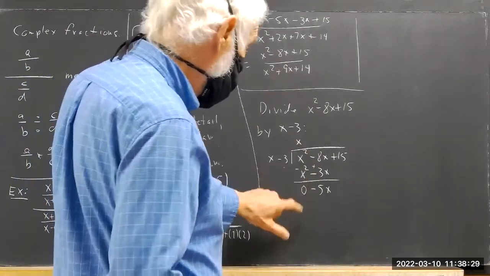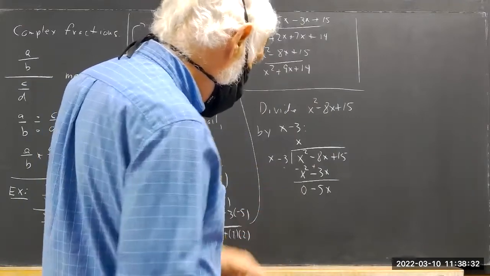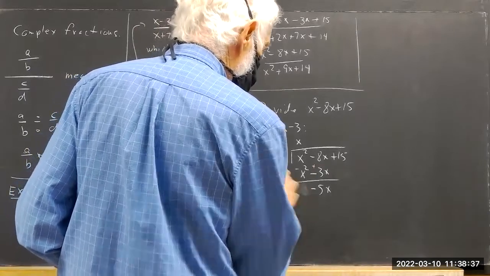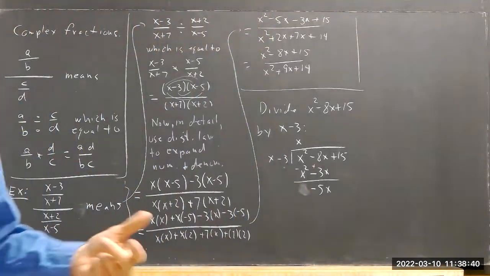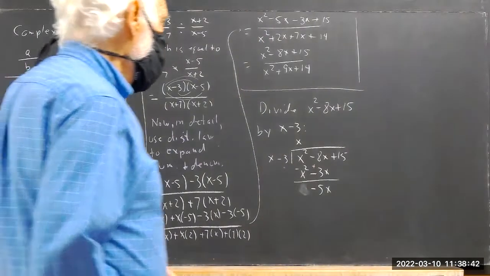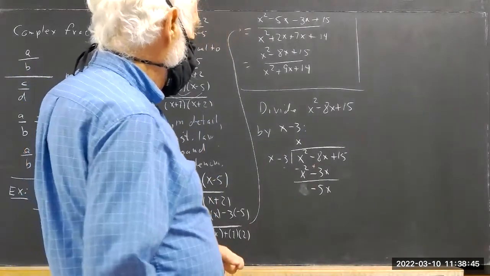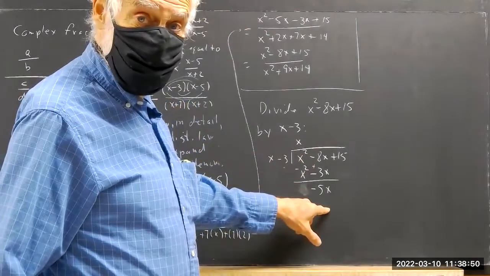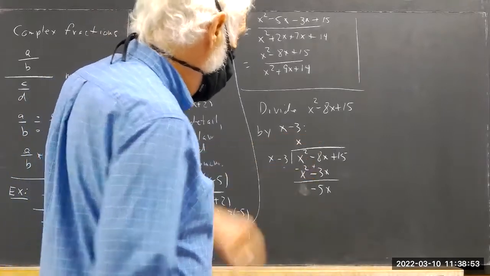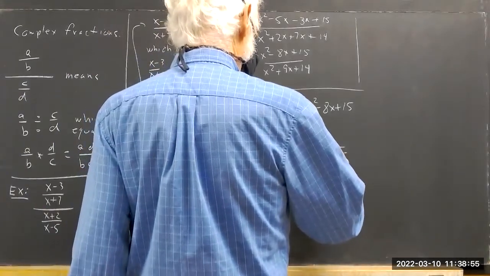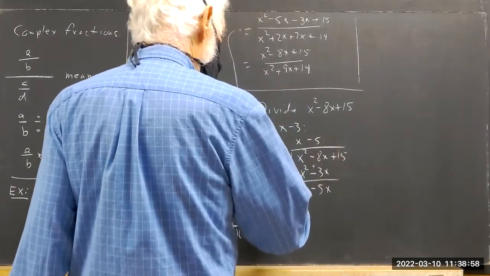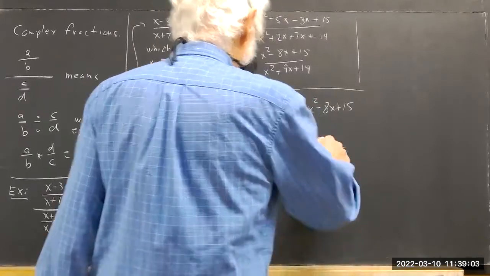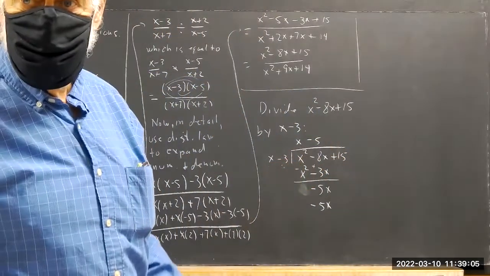Because negative 8x plus 3x is negative 5x. 0 is just 0, so we don't really need it. So I'll rub it out to show that it was there once. But now we don't have to worry about it. Now, what do we put here to multiply x to get negative 5x? Well, clearly, if we put negative 5 here, negative 5 times x is negative 5x. And negative 5 times negative 3 is what? Plus 15, right?